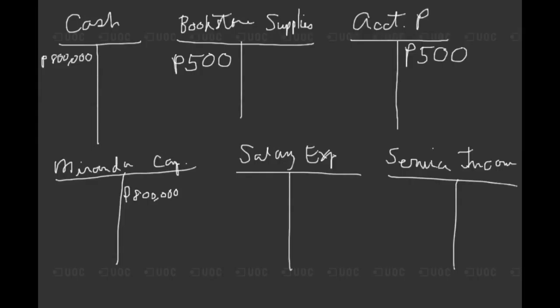Next, on March 18th, Miranda paid the monthly salary of 2 employees costing 12,000 pesos each. So credit 12,000 pesos twice on cash and debit it on salary expense.